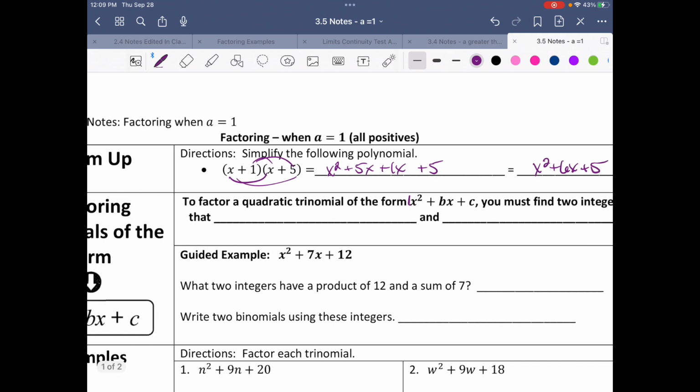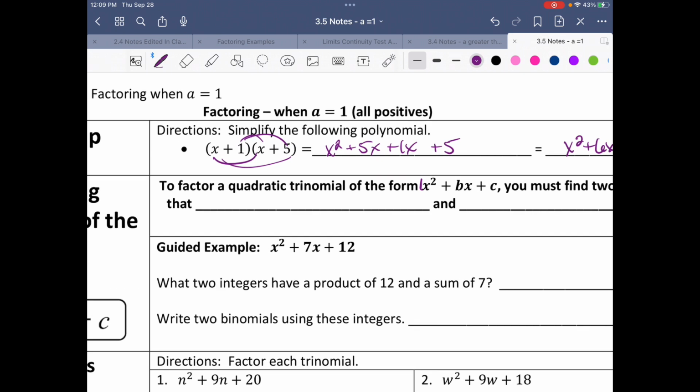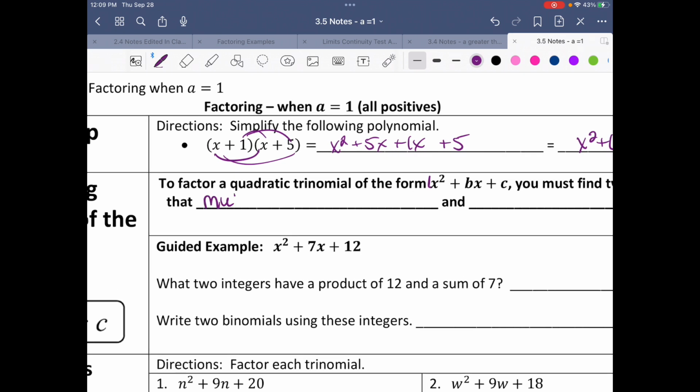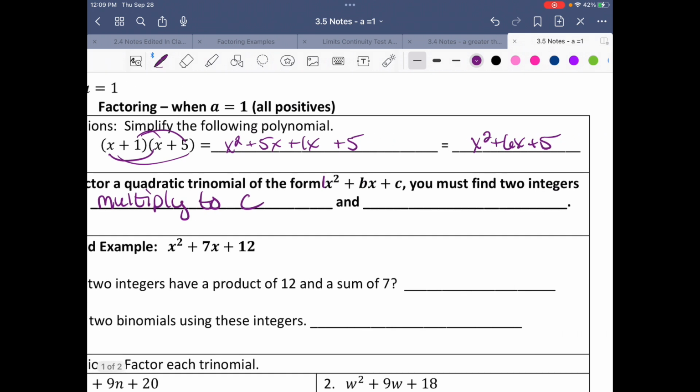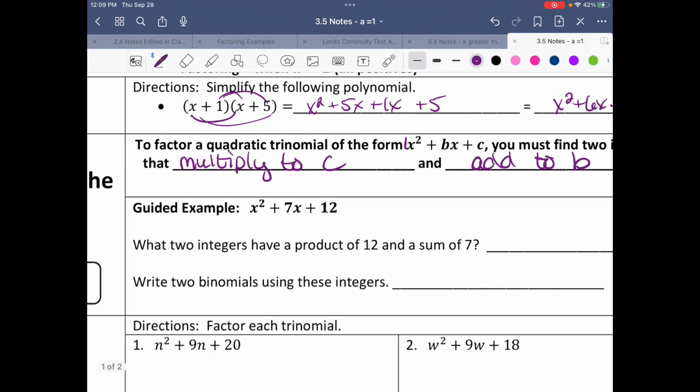So when your leading coefficient is a 1, the easiest way to factor is you must find two integers, so these are whole numbers, that multiply to C and add to B. Okay, so again, take the GCF out first. It's always check for GCF.